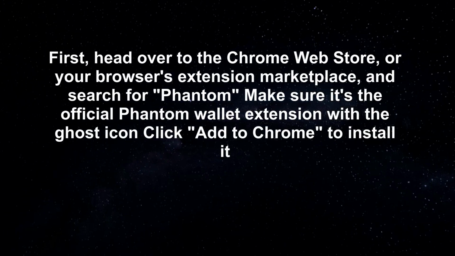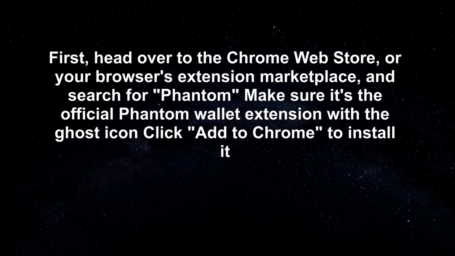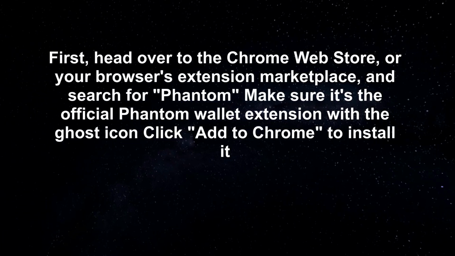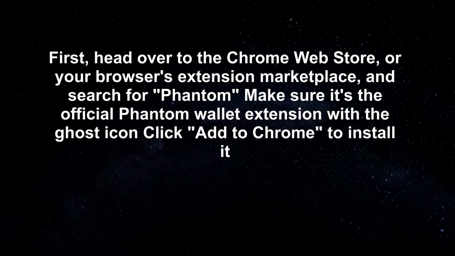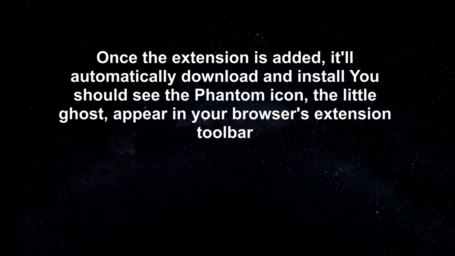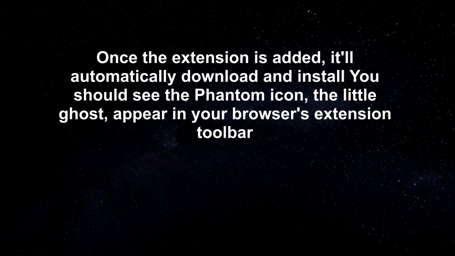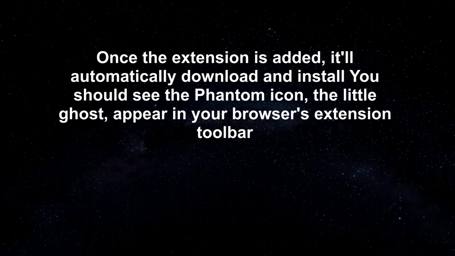First, head over to the Chrome Web Store or your browser's extension marketplace and search for Phantom. Make sure it's the official Phantom Wallet extension with the ghost icon. Click Add to Chrome to install it. Once the extension is added, it'll automatically download and install. You should see the Phantom icon, the little ghost, appear in your browser's extension toolbar.